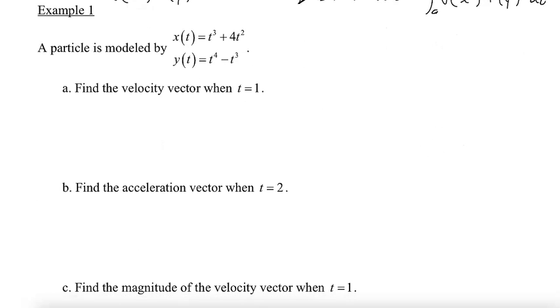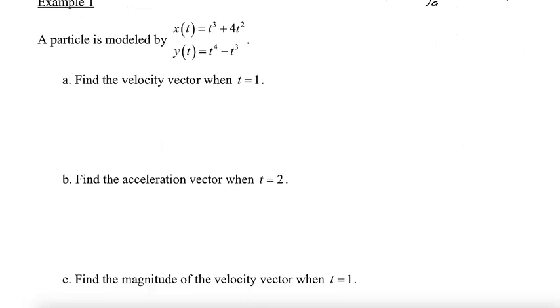Okay, a particle is modeled by these two equations. These are just parametrics, right? But if I wanted to model it with a vector, I could say that this is t cubed plus 4t squared and t to the fourth minus t cubed. That is the vector form of this particle motion.